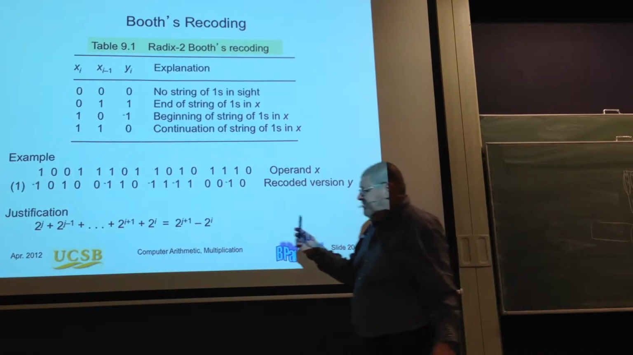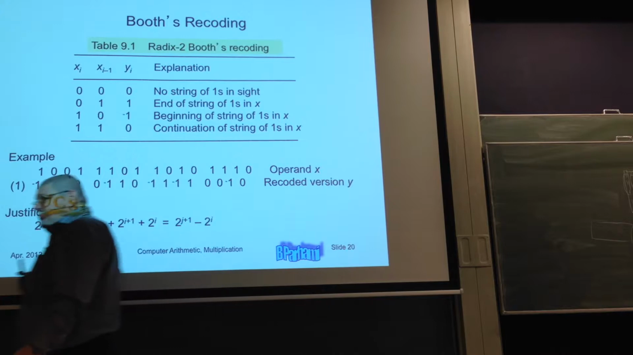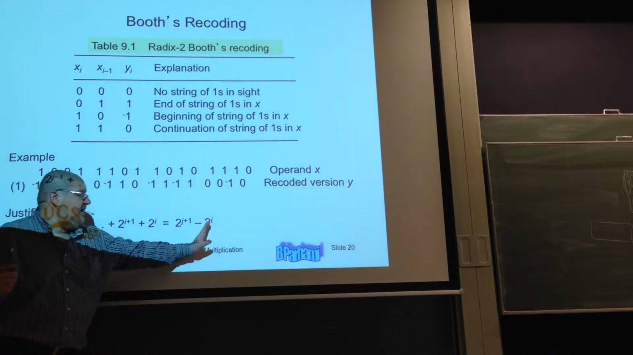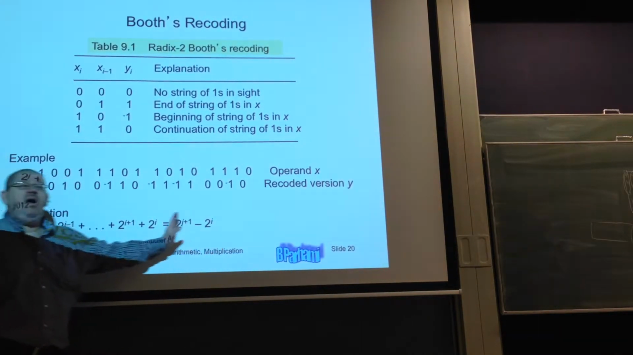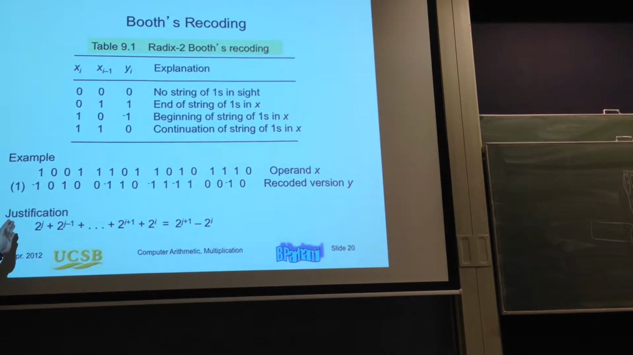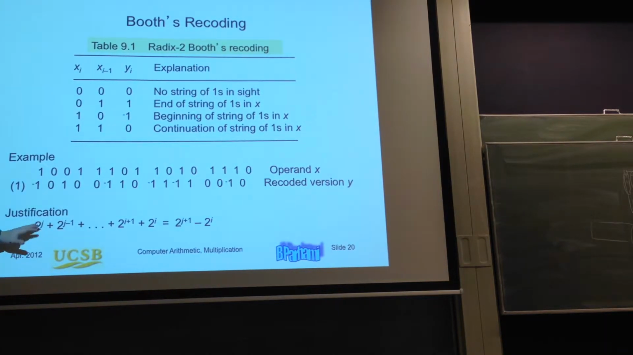And this is based on this property, which says that whenever I have a string of 1s, I can replace this string of 1s with a -1 in the current position and a 1 at the end of the string, right? 7 is equal to 8 - 1. 15 is 16 - 1. This is a property which is okay in binary representation.